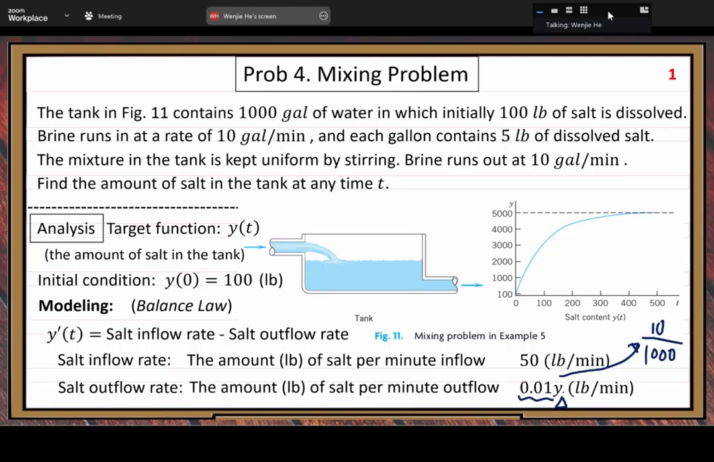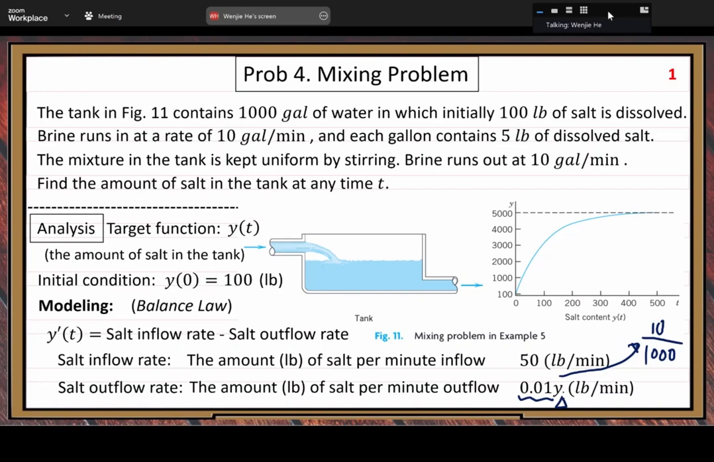So you only take a small portion of it, 0.01 of y. That flows out, you remove it. Okay, that's the outflow.